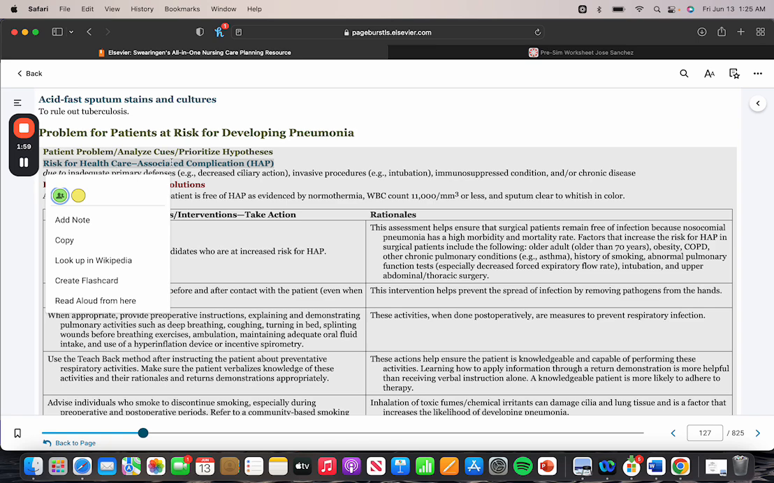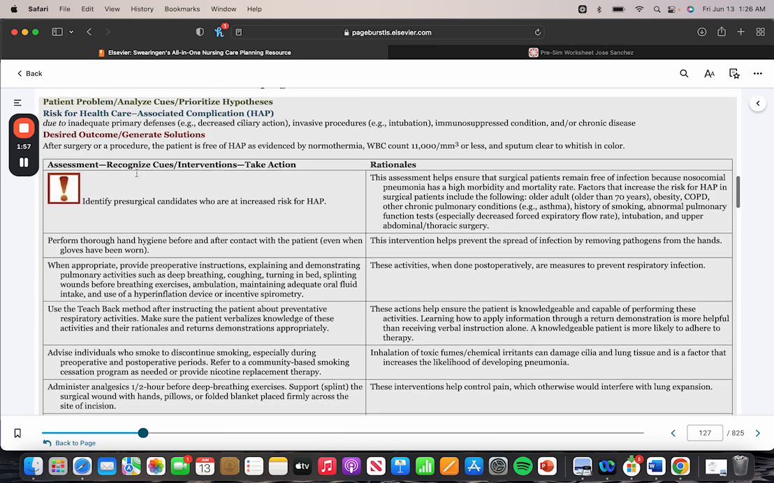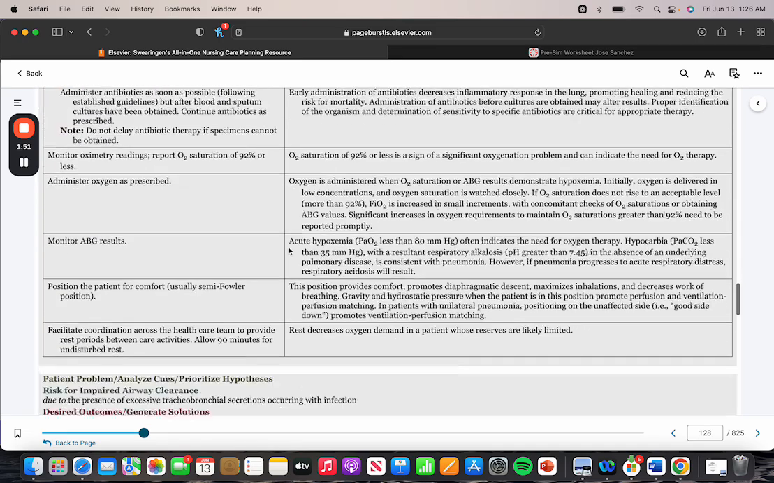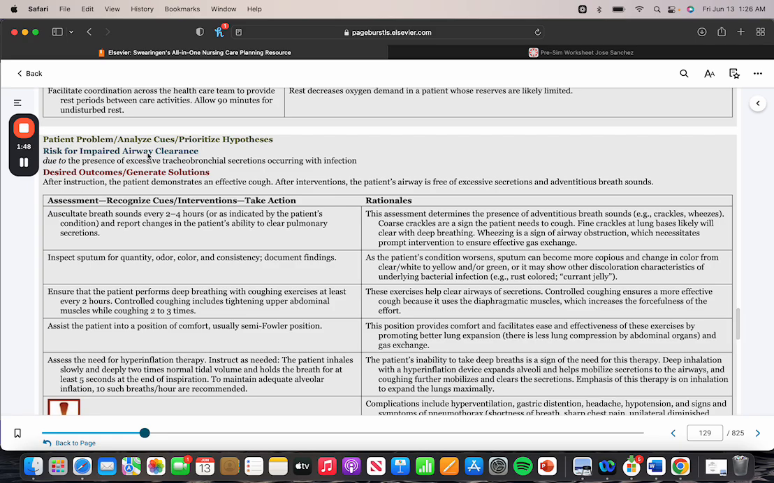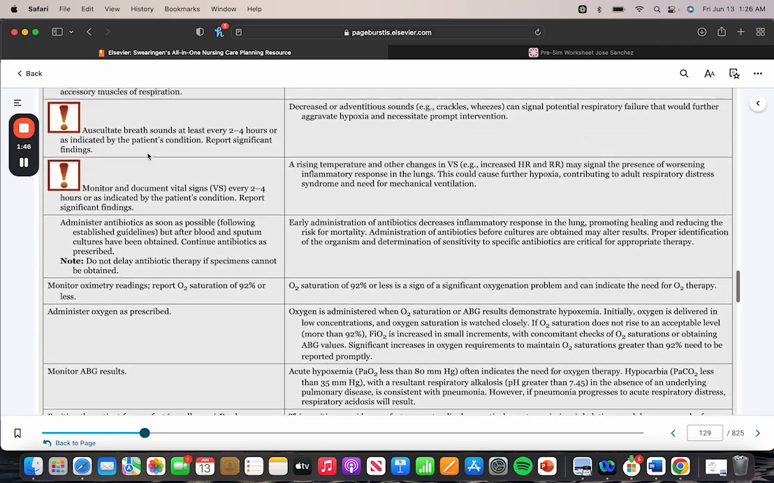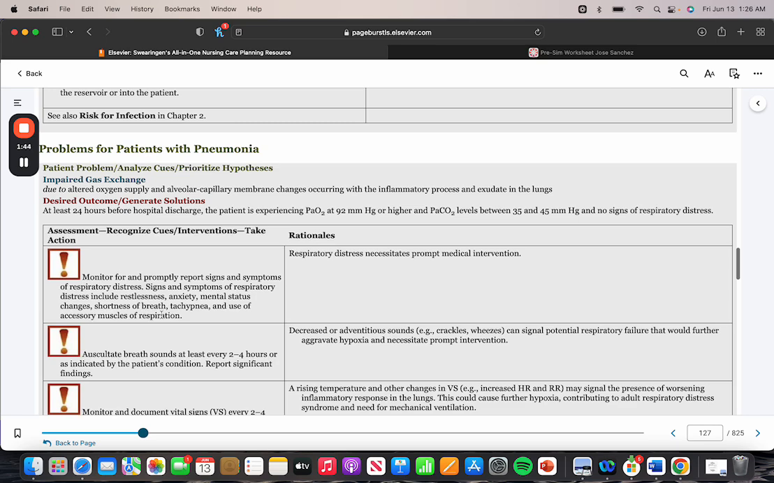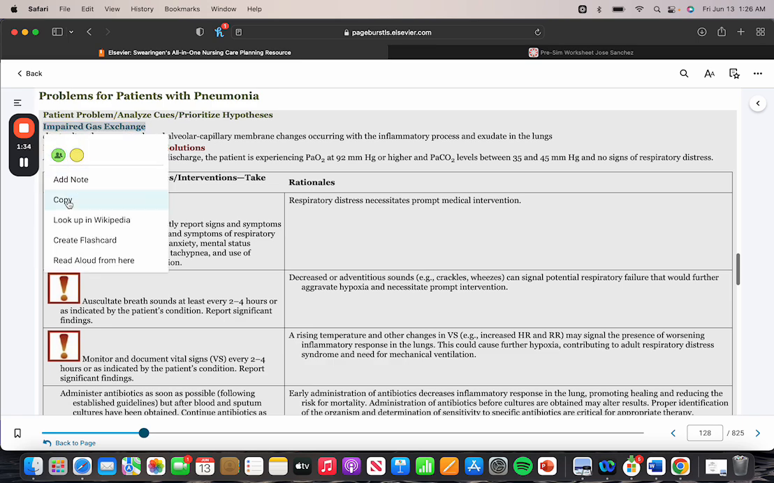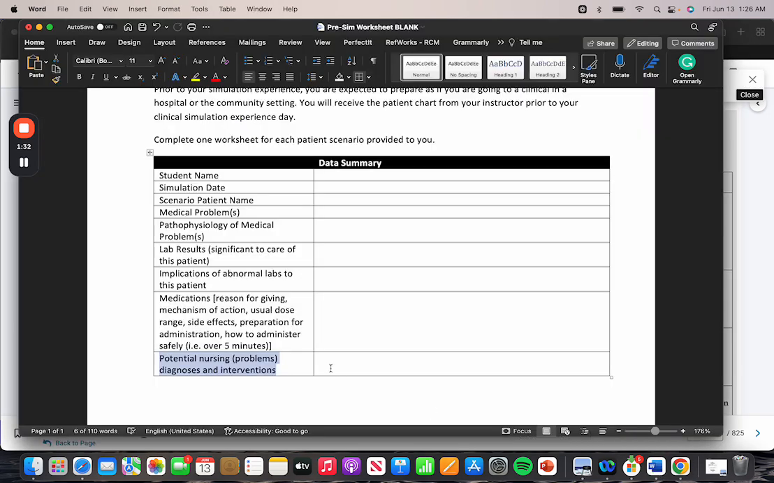This is risk for healthcare associated complications, but if I scroll down, there'll be another one. Impaired gas exchange with all this extra info. And another one. So you get the point. As long as you search up the patient's diagnosis, you can pick any of these nursing diagnoses because it should be relevant. So I'll pick this one, impaired gas exchange. Now this is only the first part. Each nursing diagnosis needs 3 parts.